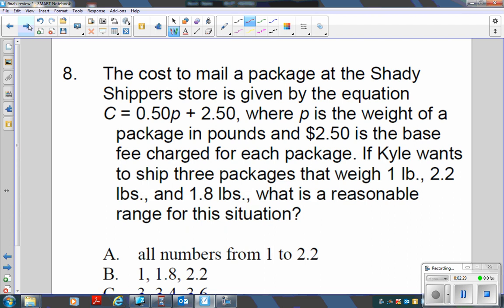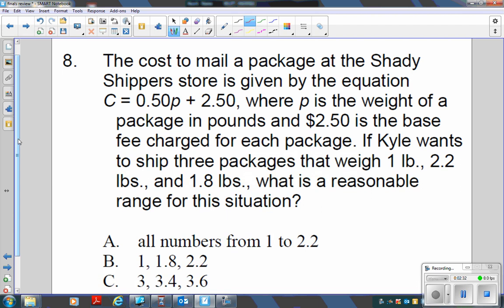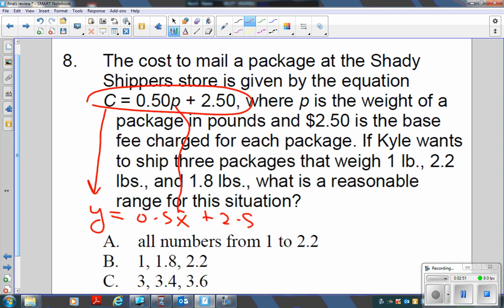All right, so in this case right here, we have an equation. But they hid the equation. Instead of using the proper letters, they use different letters. They use C equals 0.50p plus 250. All you have to do is change the letter C to Y and change the letter P to X. And once you do that, you'll be able to go ahead and plug it in the calculator.